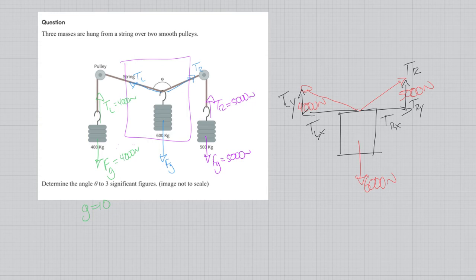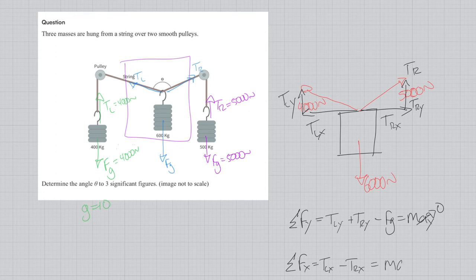And so if we were to draw our net force equations, in the Y direction, we have T left in the Y plus T right in the Y minus the force of gravity equals mass times acceleration in the Y. And again, that equals zero. And in the X direction, we have tension left in the X minus tension right in the X equals mass times acceleration in the X, and that equals zero. So it doesn't really matter which way we say is the positive or negative. We just know that these two forces in the X and Y direction are going to cancel each other out.